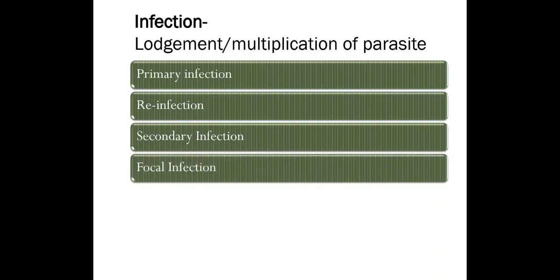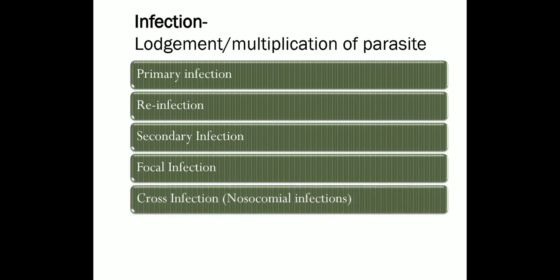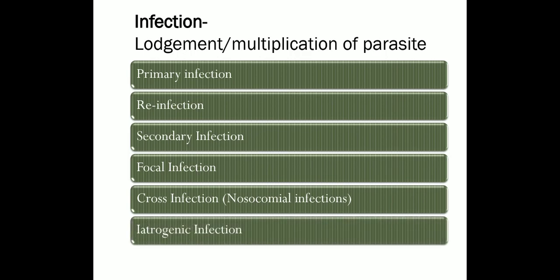If the infection usually infects one particular target site or one particular organ or one particular tissue system, it is called a focal infection. If the infection spreads from one person to another, it is called cross infection. And when this cross infection occurs in the hospital environment, it is called a nosocomial infection. When an infection is acquired as a result of certain diagnostic and therapeutic procedures, it is called an iatrogenic infection.